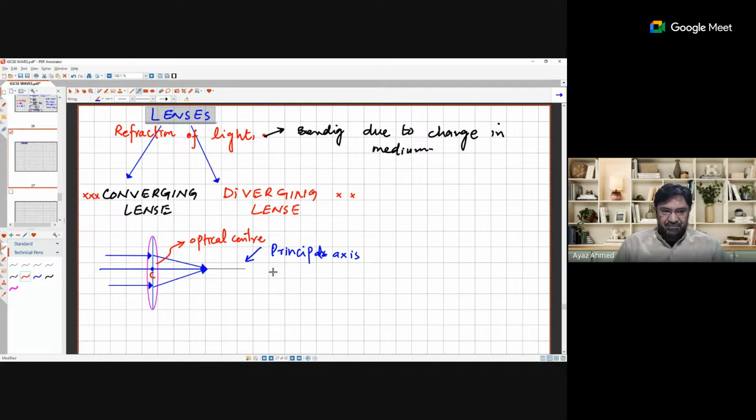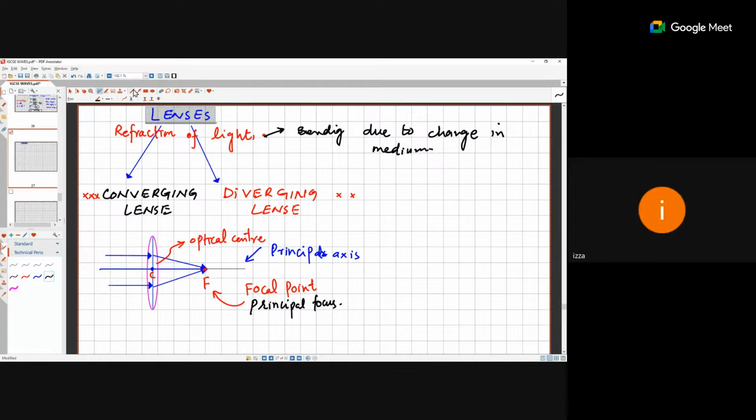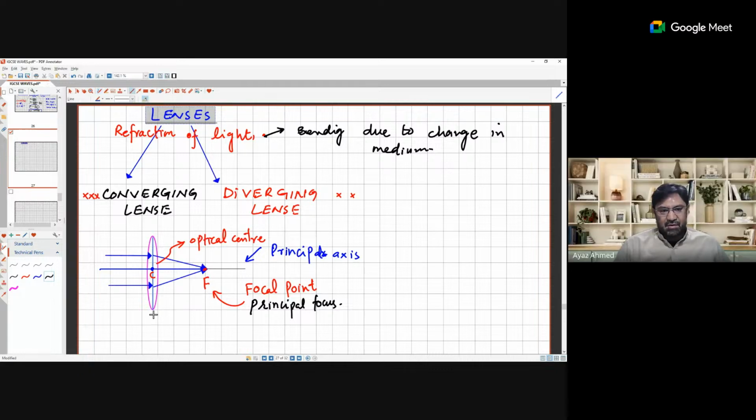Is it clear to all? The point where all these rays converge is called your focal point. You can also name it the principal focus. Is there any confusion in these two terms? No, sir. Okay.